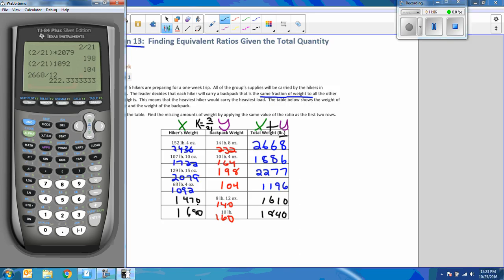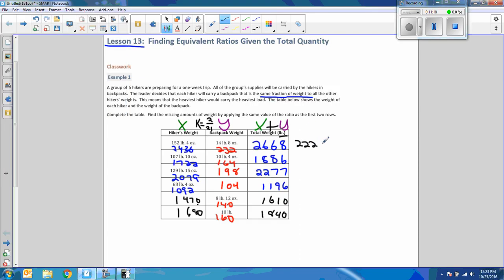Okay, so what does that mean? Well, it's 222 pounds, and 1/3 of a pound, and there's 16 ounces. 1/3 of 16. What goes into 16 3 times? How many ounces is that, 1/3 of a pound? So 5 times 3 is 15 and 1/3. So 222 pounds and 5 1/3 ounces.